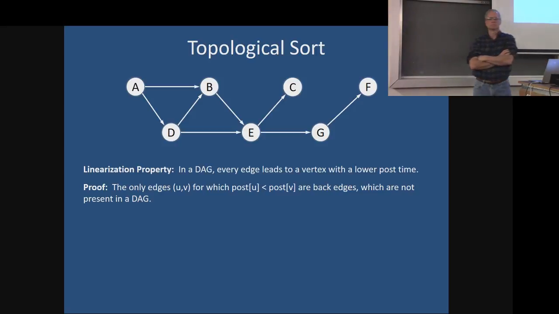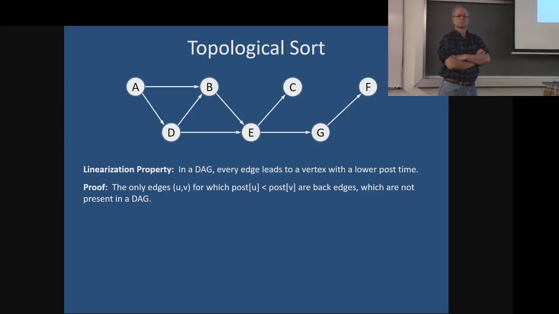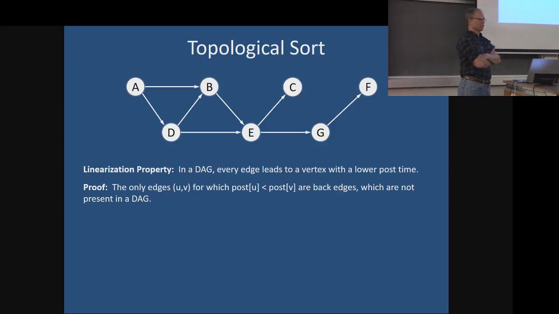From what we're talking about on the last example, the only time you have a greater post number is if it's a back edge, and because it's acyclic, there are no back edges. Okay, so he's making the argument saying it's acyclic, there are no back edges, and so you don't see that pattern. Let's talk about it without talking about back edges. Take that edge, say from B to E. How do we know that B will have a higher post time than E?